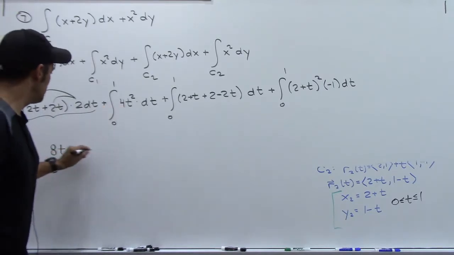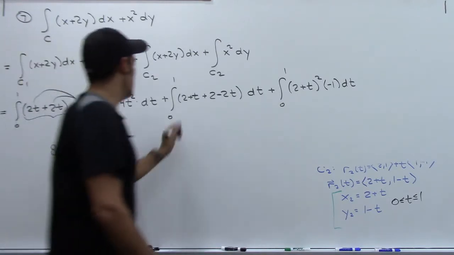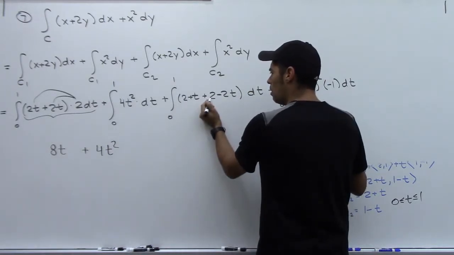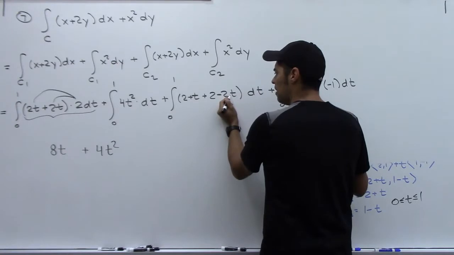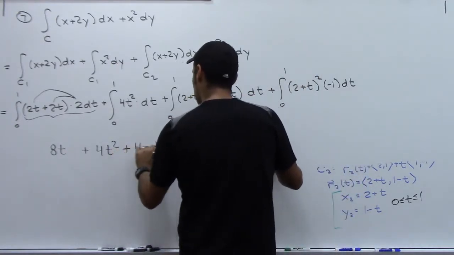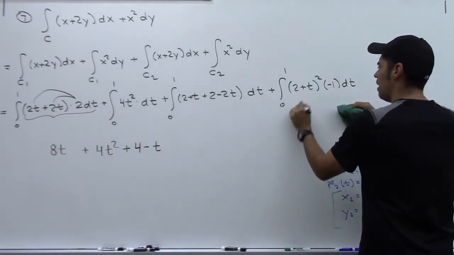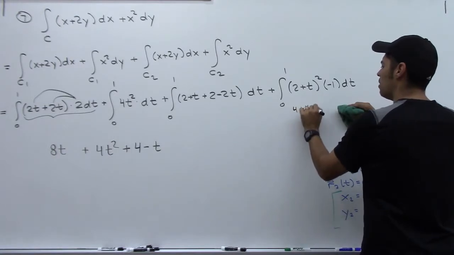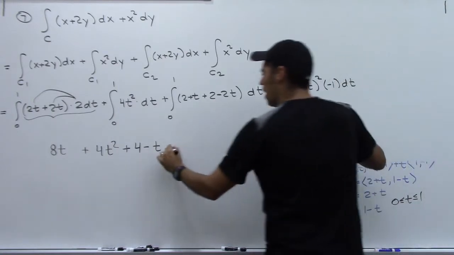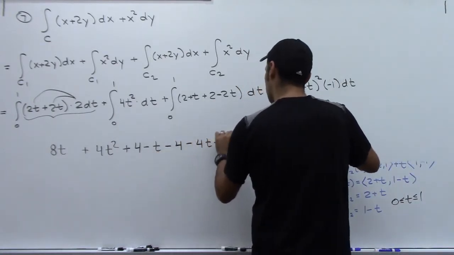Here I've got 4t squared, so plus 4t squared. Let's see what I've got here. 2 plus 2, that's 4. T minus 2t, it's minus t. So plus 4 minus t. And then here, when I square that, I get 4 plus 4t plus t squared. But then I make it all negative. So minus 4 minus 4t minus t squared.